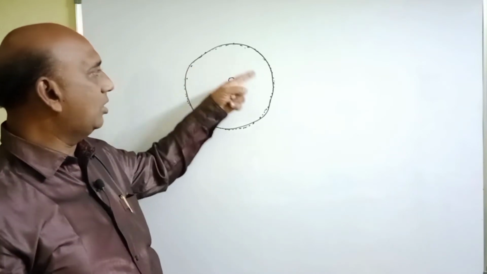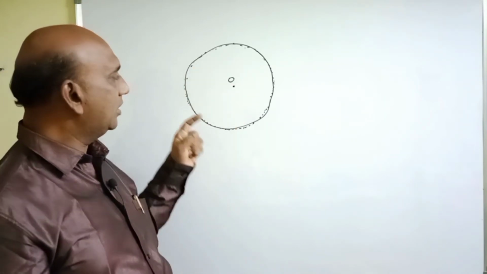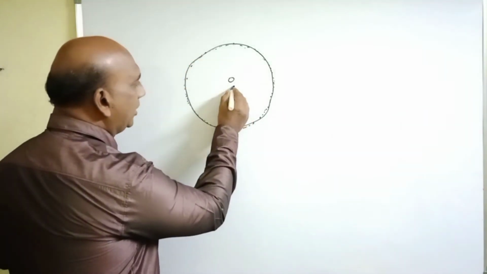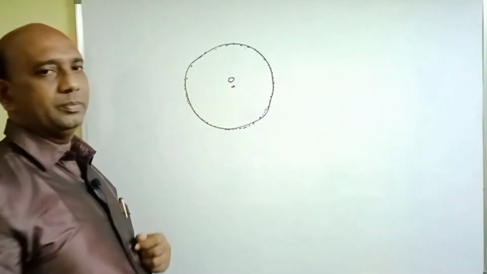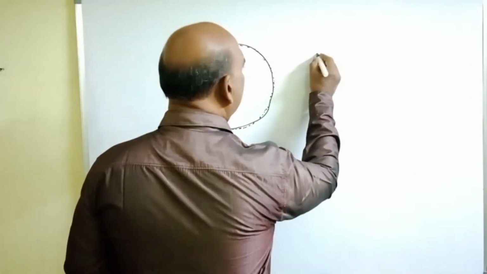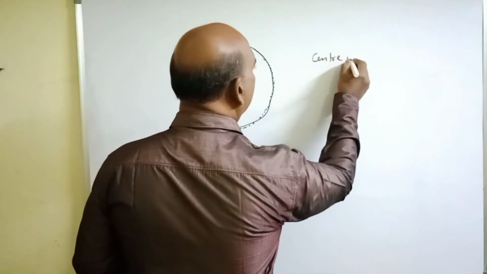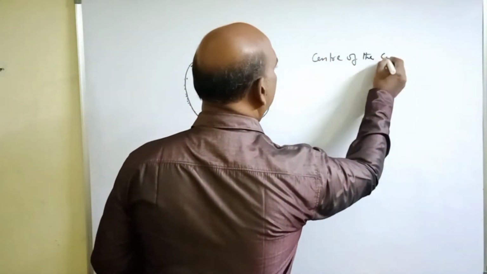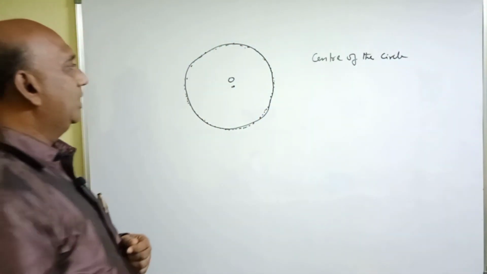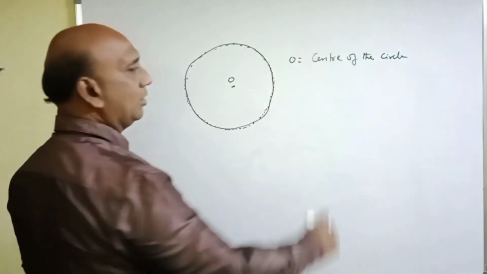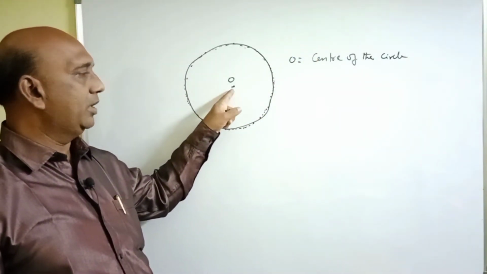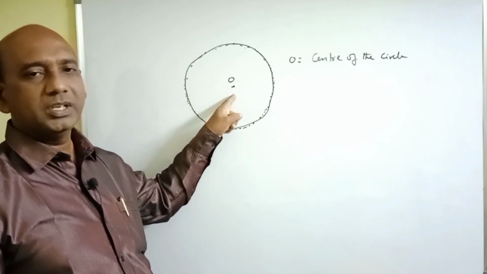This is a set of infinite number of points which are at a fixed distance from this fixed point. So here the fixed point is this. It is denoted by O. This fixed point is called the center of the circle. Here O is the center of the circle.